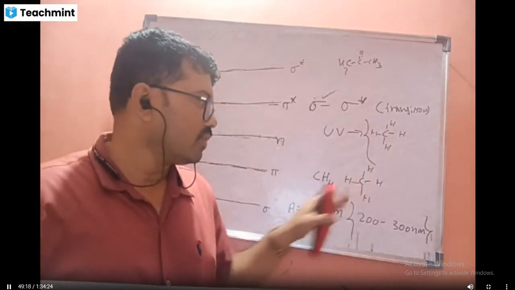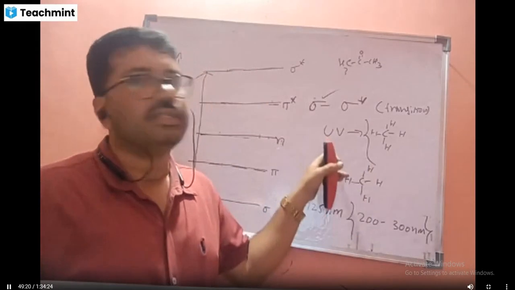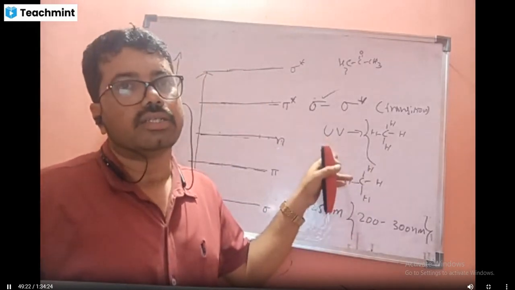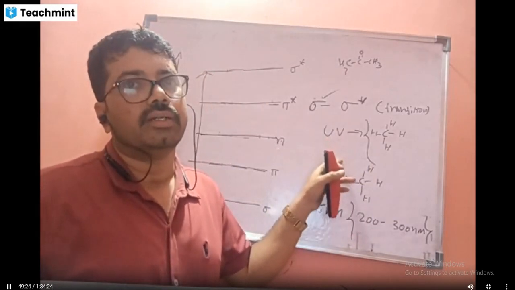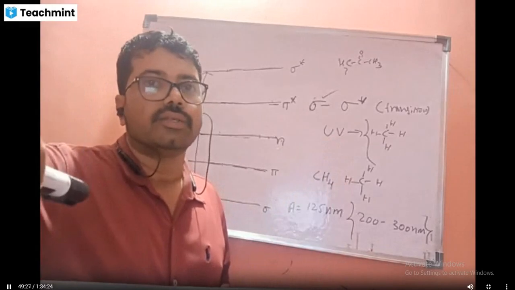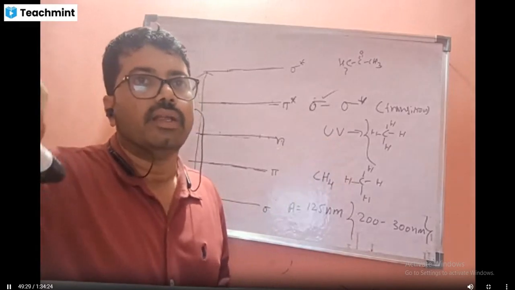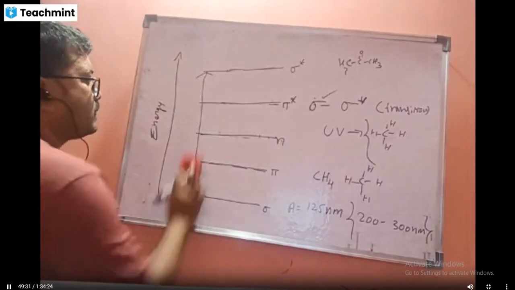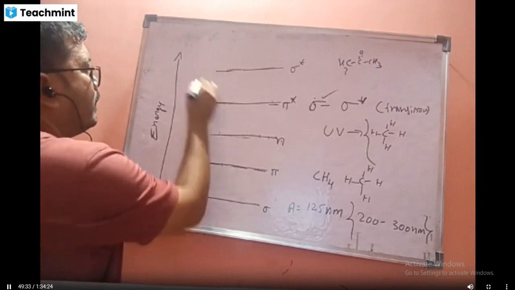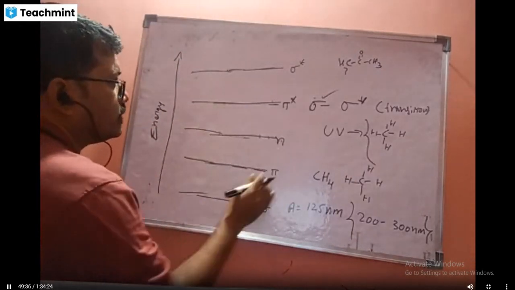But it has absorption at 125. As a result, this transition is not seen in the typical UV spectrum. Next, I'll take n to sigma star.